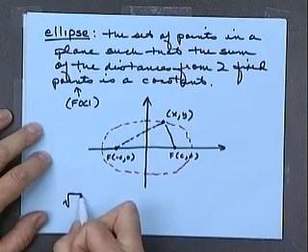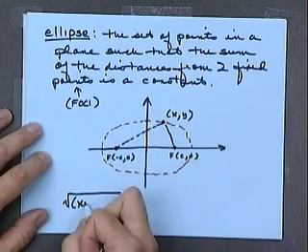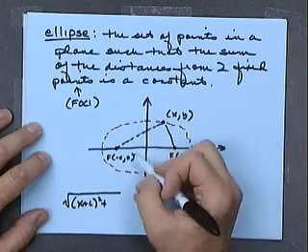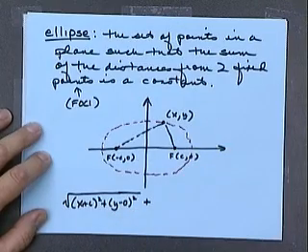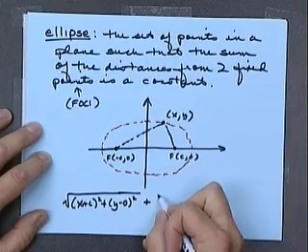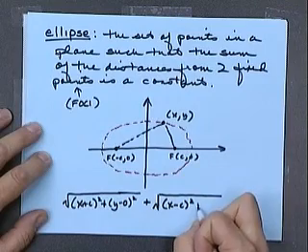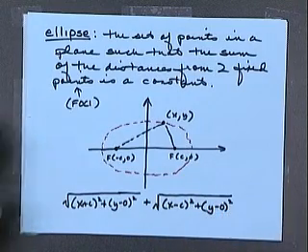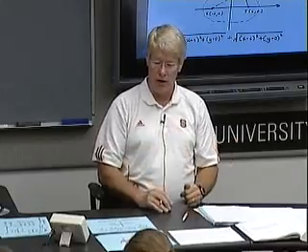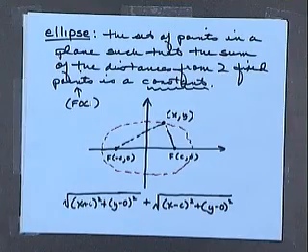So here is one of the distances, x minus negative c and y minus 0. From (x, y) to (c, 0), x minus c and y minus 0. So there's the sum of the distances from (x, y) to the two foci, and it says in the definition that that is a constant. Okay?